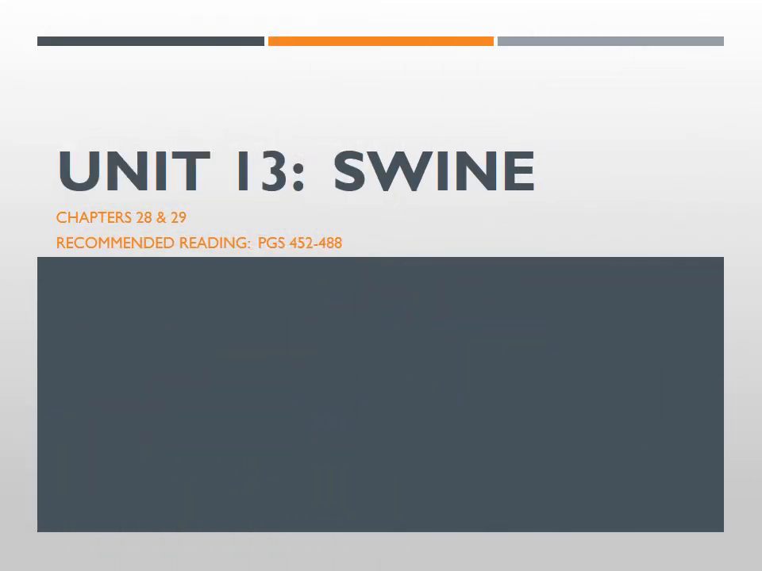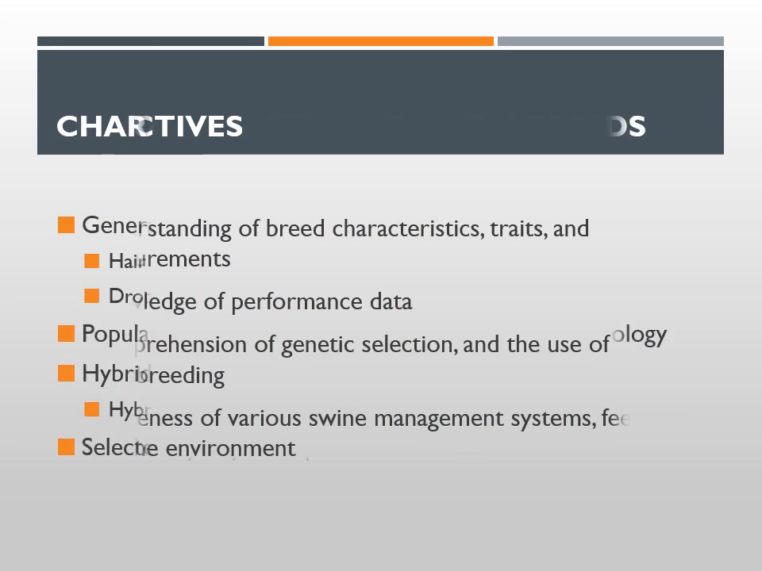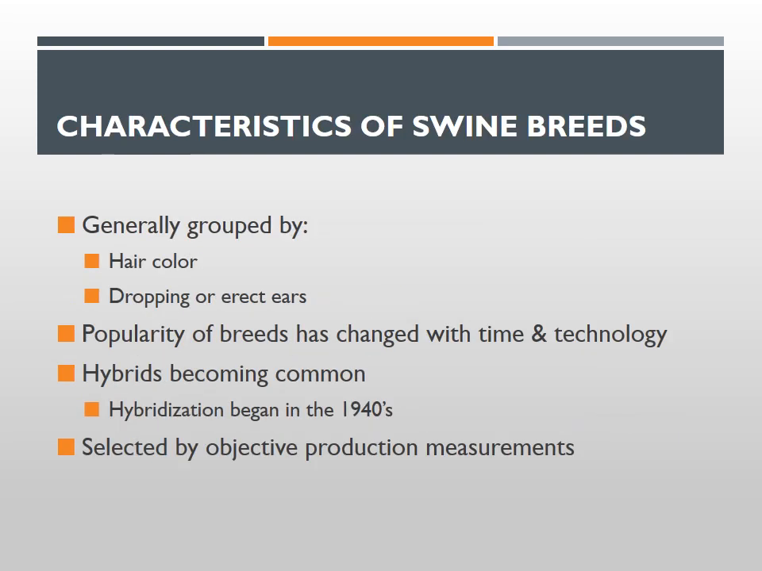Welcome back to Unit 13 in Animal Science, and this unit is going to focus on swine production, and chapters 28 and 29 in your textbook, and the recommended reading is listed there, which I'm sure you've already read. Let's get to the content and talk about swine.